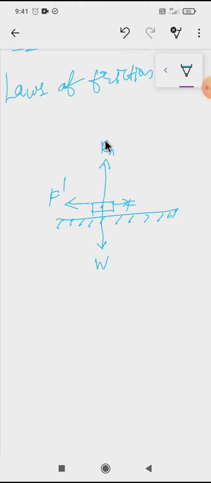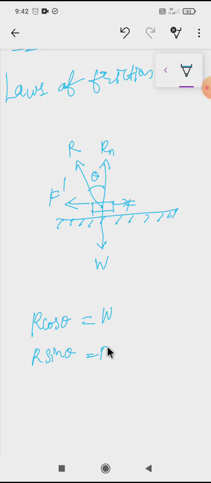F dash and Rn, the friction and the normal reaction force, can be combined into a single reaction with an angle. Suppose this is the resultant force R, creating an angle theta. Here we can write R cos theta, which is equal to Rn, which is equal to W, and R sin theta, which is F dash, will be equal to F.